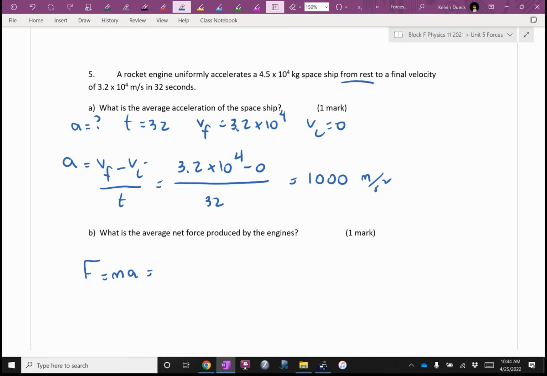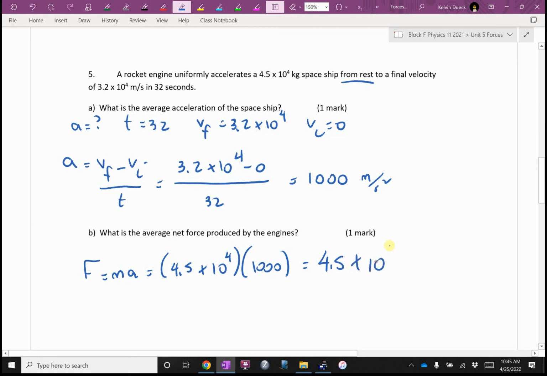Average net force. It's going to be mass times acceleration, which is 1,000. I think I'm just going to do it in scientific notation. I think you'll get 4.5 times 10 to the 7th newtons. So a 4, a 5, and 6 zeros, if you wrote it out. Is that right? Okay.